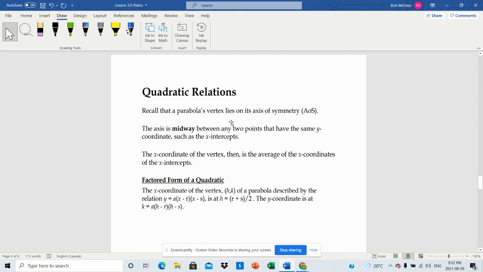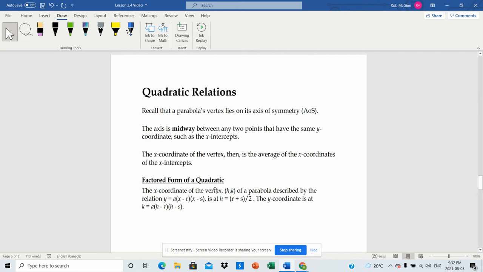Recall that a parabola's vertex lies on its axis of symmetry, the AOS. The axis is midway between any 2 points that have the same y coordinates, such as the x intercepts. So, as long as y is the same for those 2 points, all we have to do is add those two x values together, divide by 2, and we've got the x coordinate of our vertex. Since we've got it in factored form, we're going to actually use the factored form to help find the vertex.